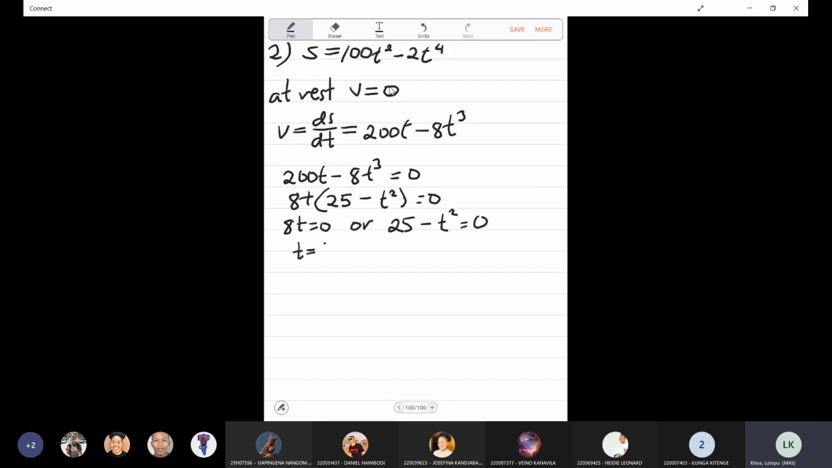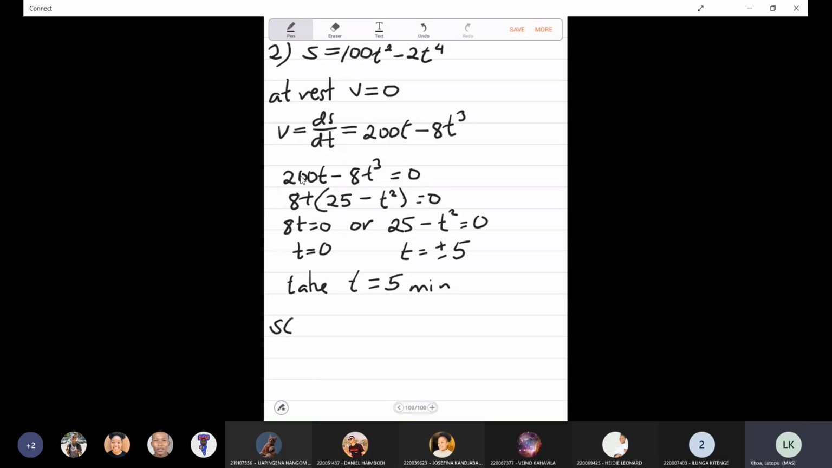So this tells us that 8t is equal to 0, or 25 minus t squared is equal to 0. So here for the first one, t is 0. For the second one, t is plus or minus 5. Now again, we're talking about time here, and time must be positive. So we take t to be equal to 5, and our unit of time is minutes, so t is equal to 5 minutes. So we know that it stops for the first time after 5 minutes, and what we wanted to work out was how far has it moved, or what is its displacement after it stops. So just substituting the t into the formula for the displacement.